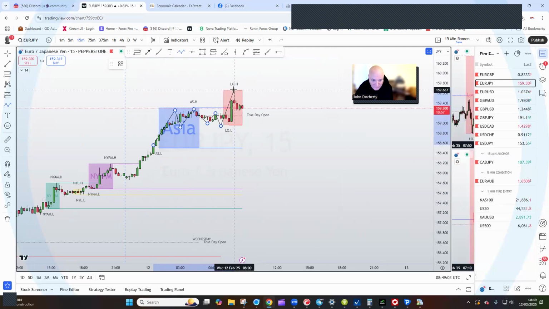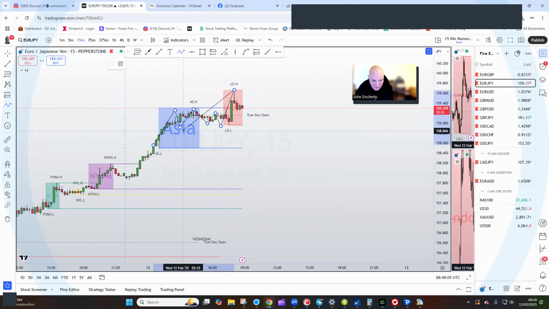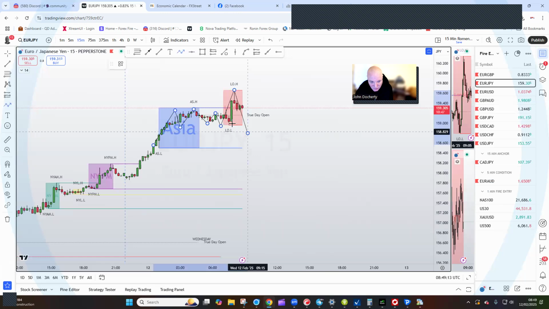Okay, so we know we've got accumulation, manipulation, because we broke out of the high here. We're looking for a pullback in with a structure shift, say from here, leaving behind a possible fair value gap, tap back into to come lower.